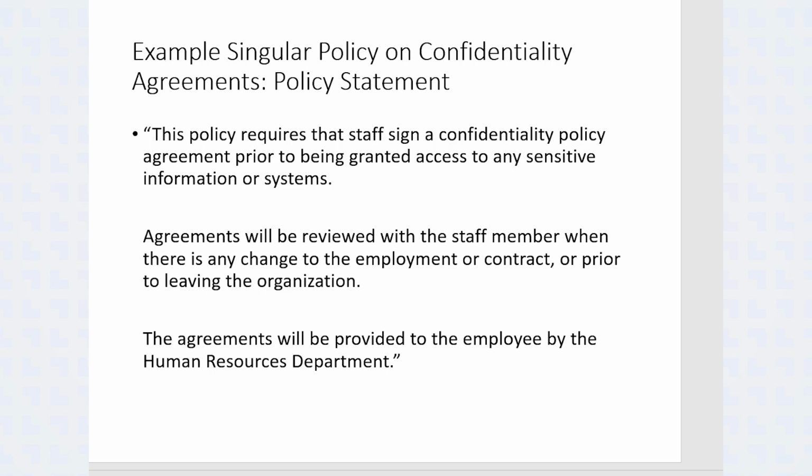So here's an example of singular policy on confidentiality agreements. This policy requires that staff sign a confidentiality policy agreement prior to being granted access to any sensitive information or systems. Agreements will be reviewed with the staff member when there is any change to the employment or contract or prior to leaving the organization. The agreements will be provided to the employees by the Human Resources Department.